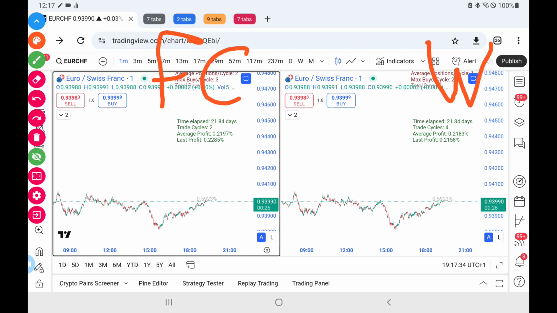For example, in this particular pair, Euro-Franc, we can see that the max buys per cycle are different and the trade cycles are different. Now, ironically, here, there isn't as much difference between the average profit and the last profit, not compared to what we have seen. So you have cases where the wick could actually be better than a full candle based upon market conditions.